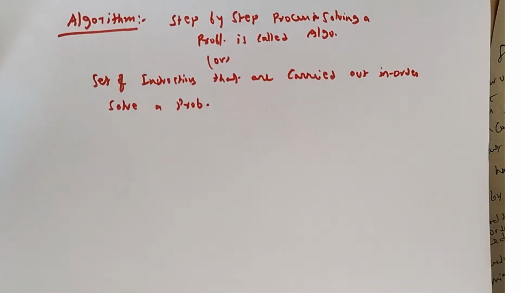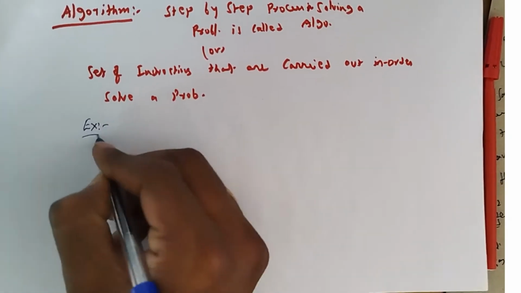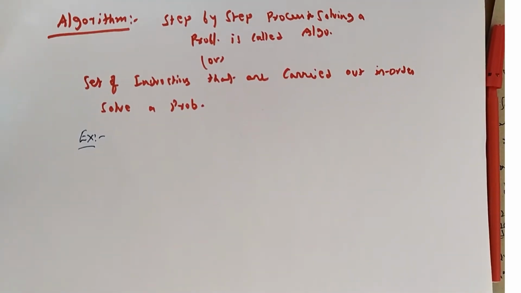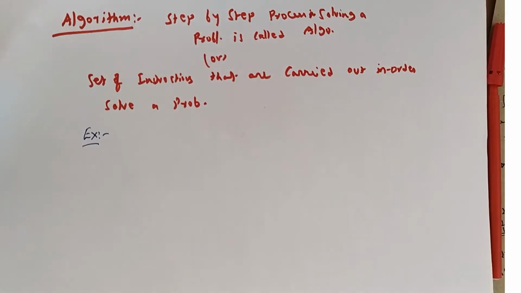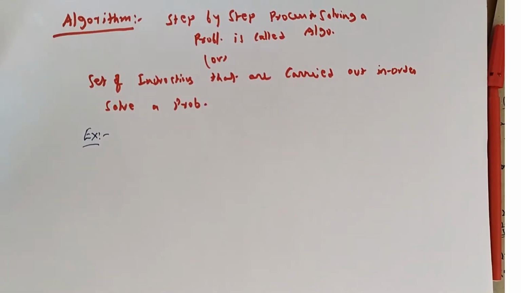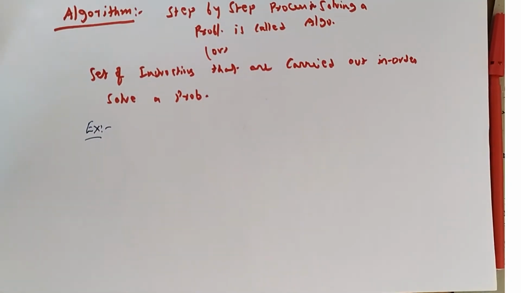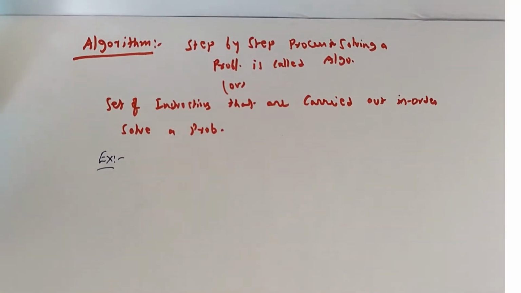Generally, we will discuss, for example, preparing Maggi. What are the steps to prepare Maggi? When you want to eat Maggi, we need to follow some basic steps. The first step is we need to purchase a Maggi packet and return back to the home.